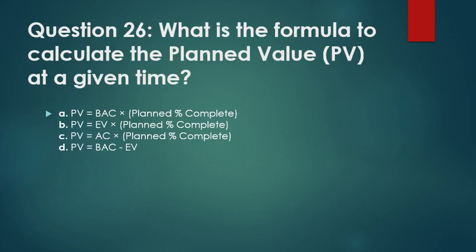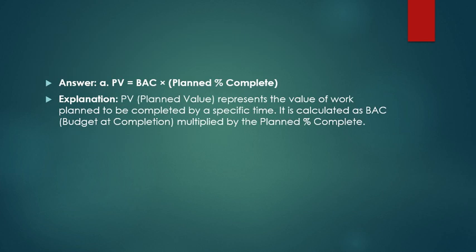Question 26. What is the formula to calculate the planned value at a given time? PV is equal to BAC into planned percentage complete. Planned value represents the value of work planned to be completed by a specific time. It is calculated as BAC, budget at completion, multiplied by the planned percentage complete.